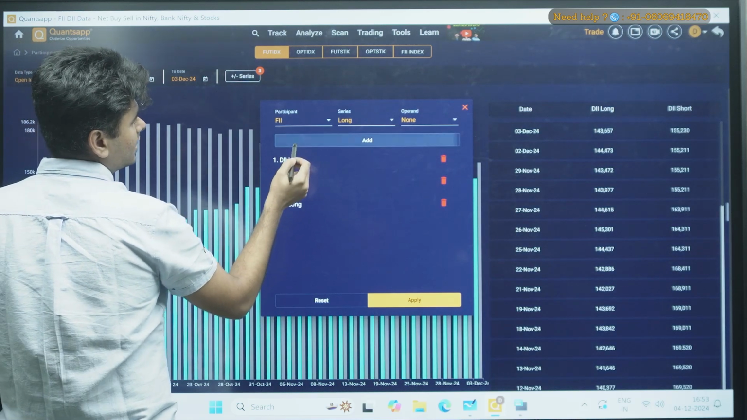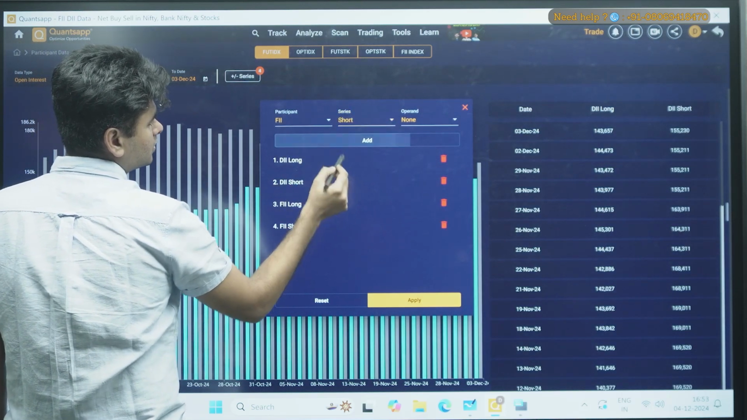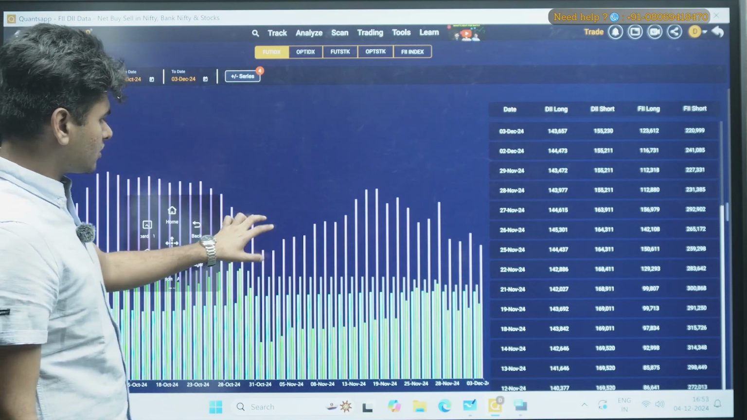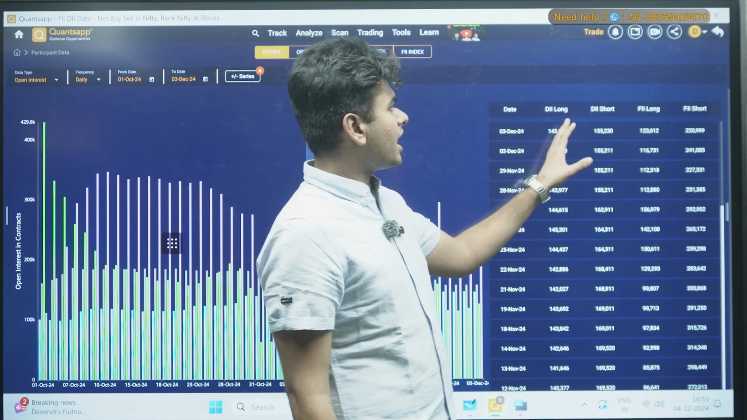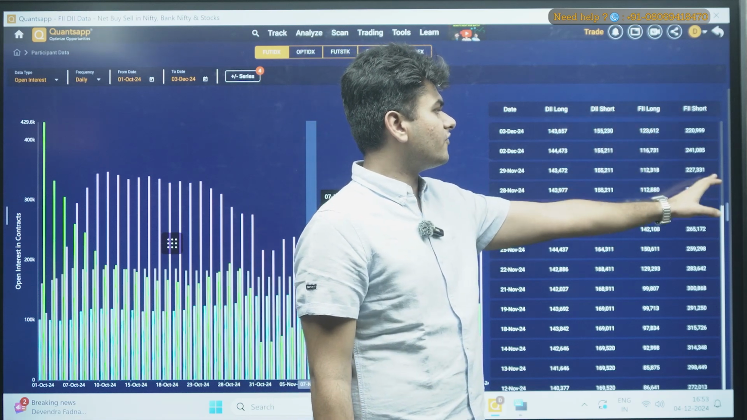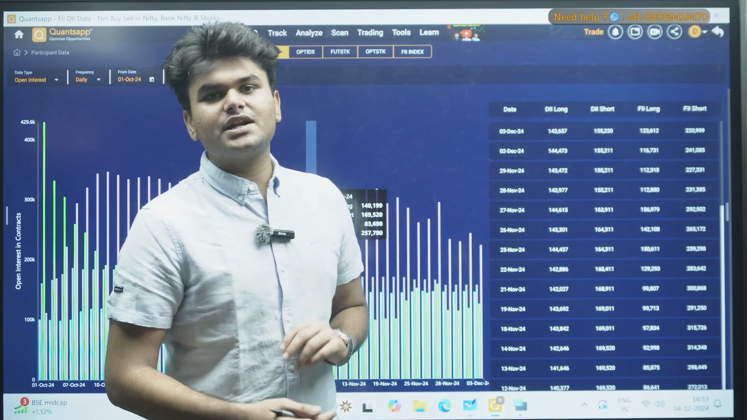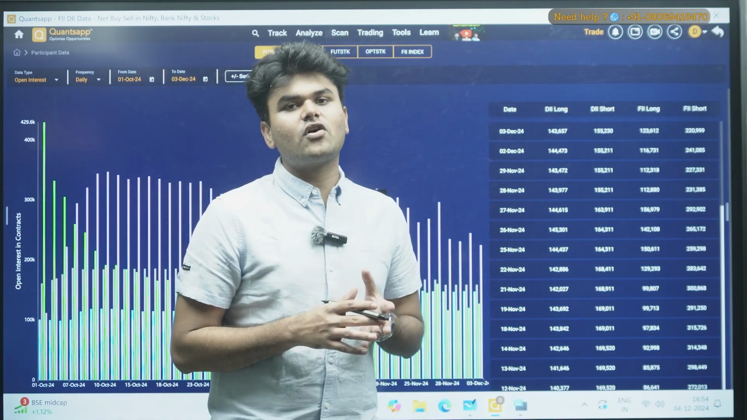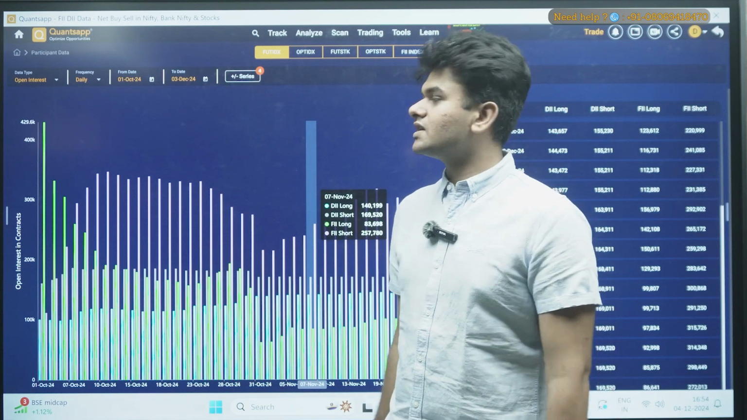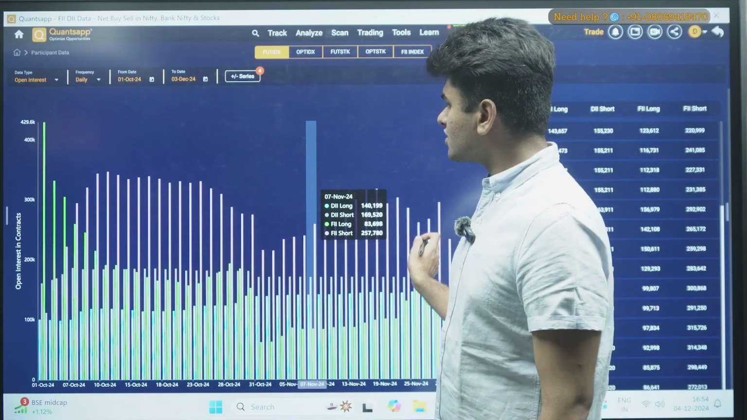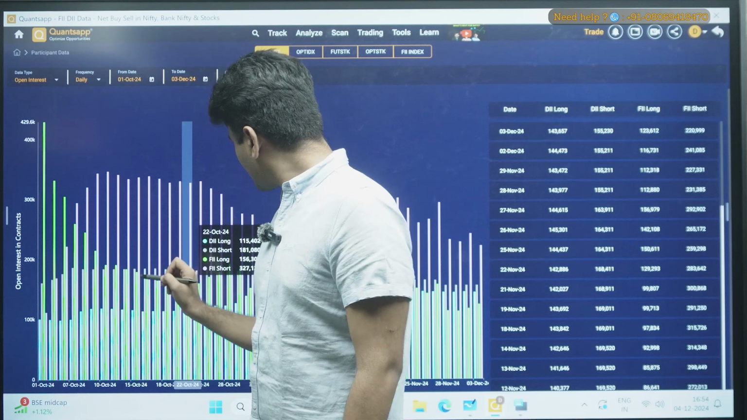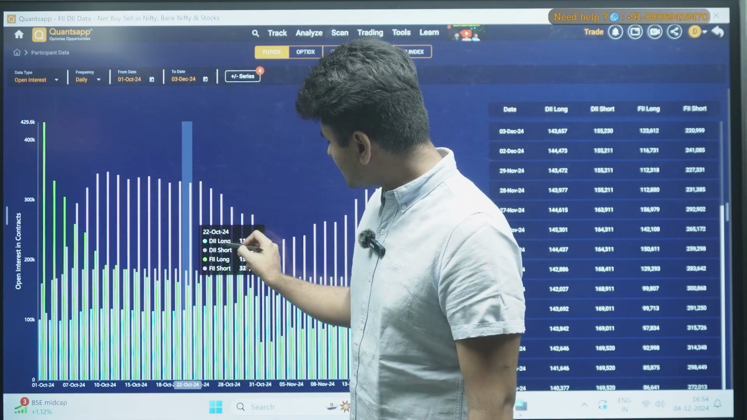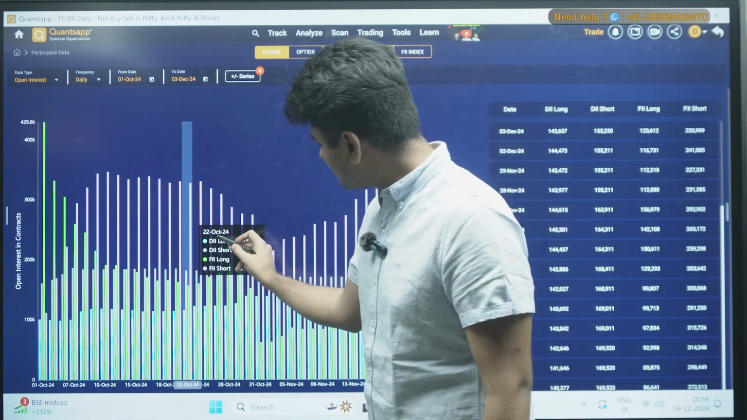When I apply, we'll add FII long also and FII short also to compare. So now we are seeing 4 types of data: DII long, DII short, FII long and FII short. This way we'll identify how much of the short we are seeing and how much of the long. If you have observed in the past few months, Nifty was in a bearish trend. This purple color is FII short, green color is FII long, DII short is grey and DII long is blue in color.